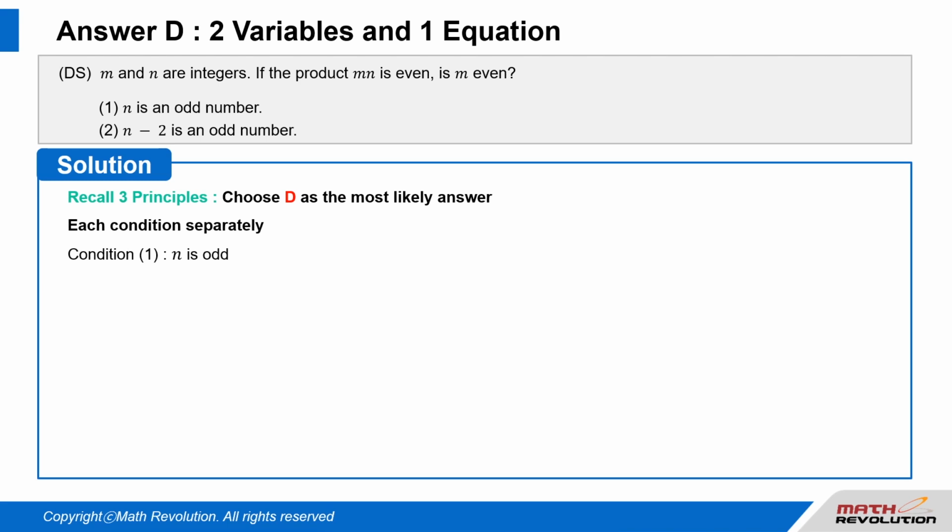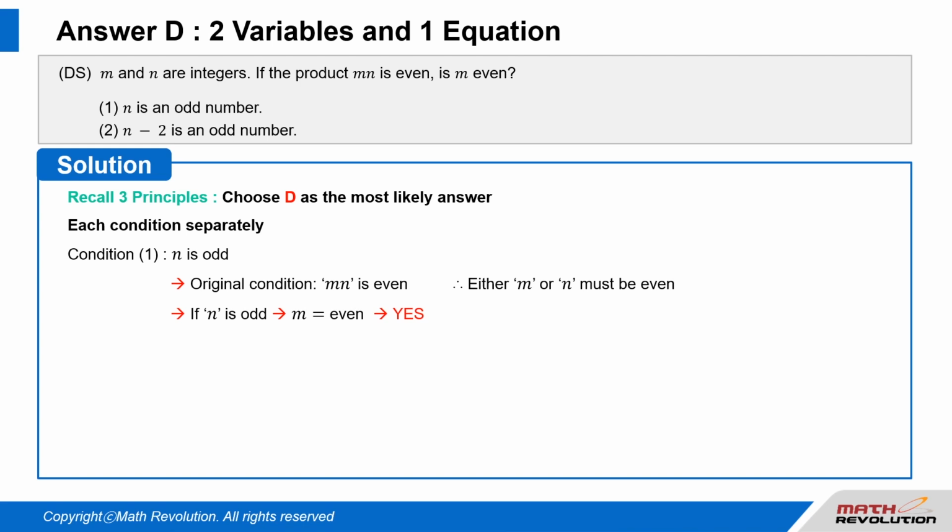Condition 1 tells us that n is odd. Now, we know that m times n is even, so at least one of m and n must be even. If n is odd, then m has to be even, so we get yes. Since the answer is unique, this condition is sufficient.